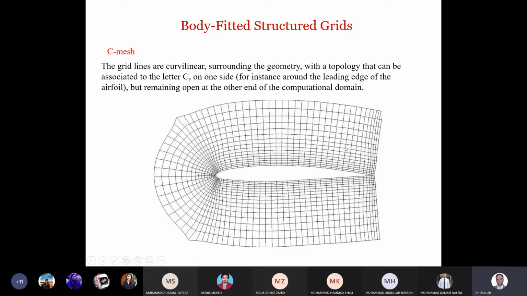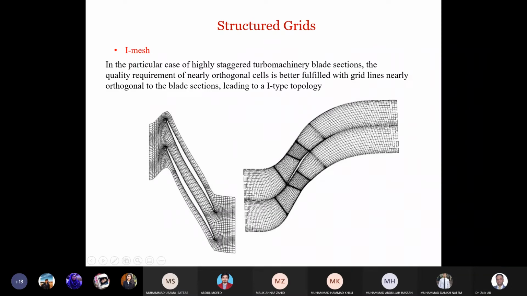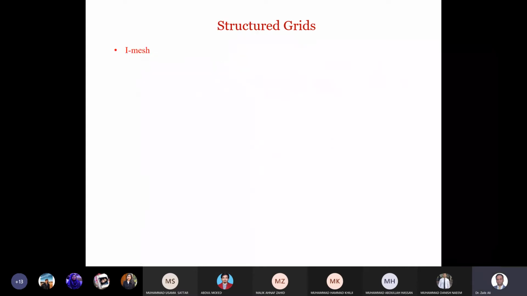Then you can also have a mesh like this. You don't have an H structure, but a C shape mesh. Then you can have an O type flow domain as well. For very thin blades, like turbine blades or compressor blades, we have a mesh like this, which is called sort of an I mesh.